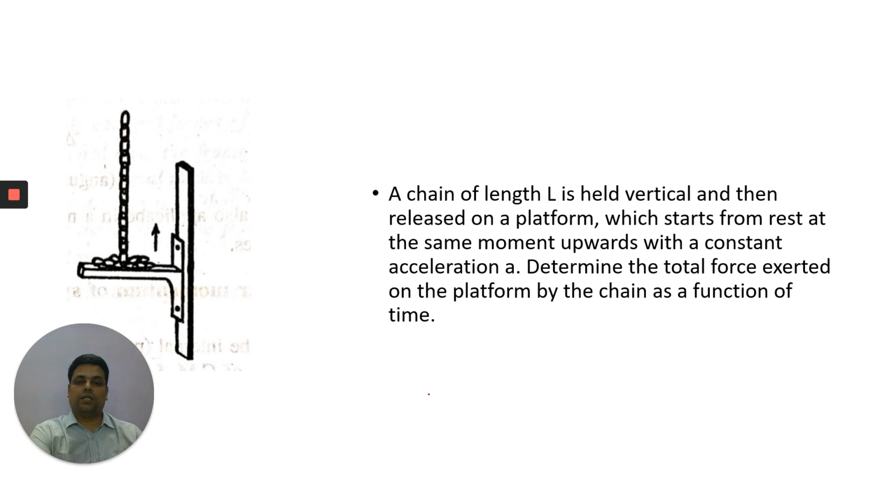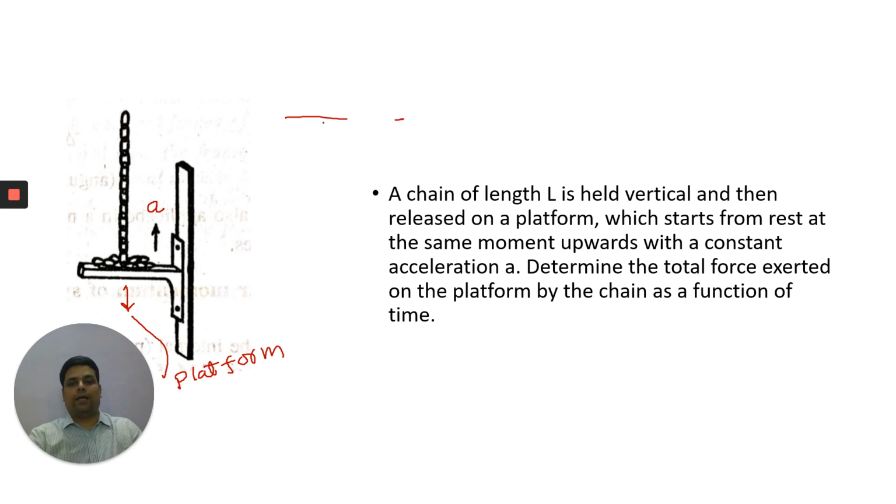We are going to the next part. In this example, a chain of length L is held vertical and then released on a platform, which starts from rest at the same moment, moving upwards with a constant acceleration A. Here you can see this platform, which is movable, and it is moving upward with some acceleration A. The chain was initially at rest, held vertical. You are asked to determine the total force exerted on the platform by the chain as a function of time.